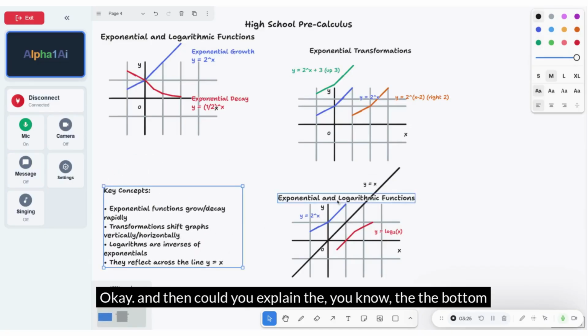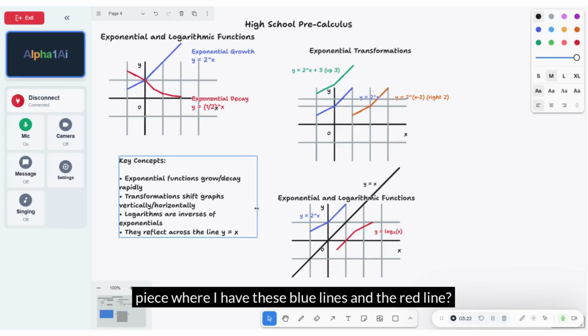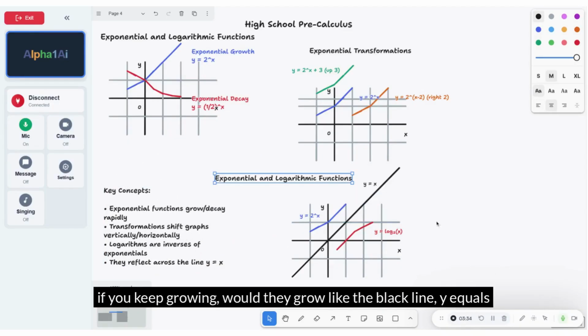Okay, and then could you explain the bottom piece where I have these blue lines and the red line? If they keep growing, would they grow like the black line, y equals x, as long as they can be stretched more on a graph?